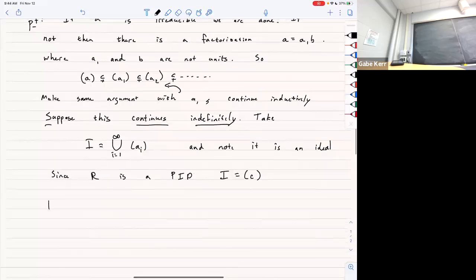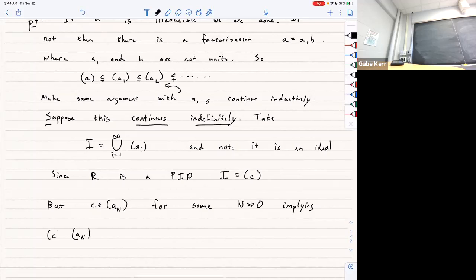So C is in A_N, some big N. That implies that the principal ideal generated by C is contained in A_N.